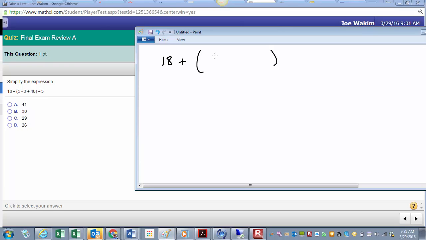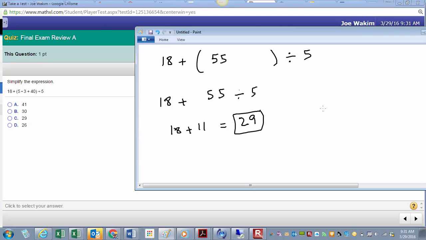And then we have divided by 5. Now we have addition, we have division. Which one goes first? Division. Let's divide. 55 divided by 5 is 11. And then 11, we just have to add it to 18, and that would be 29. Final answer, right? Okay, do we have a 29? Yes, 29.